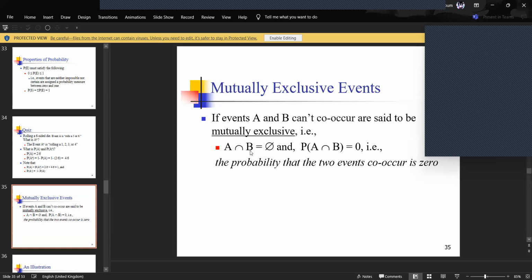Let's take, for example, event A is getting a 6 when you roll the dice, and event B is getting a 3 when you roll the dice. You can't get both a 6 and a 3 in one dice roll, and that's why it produces the null event. So two events that can't co-occur give you a probability of 0.